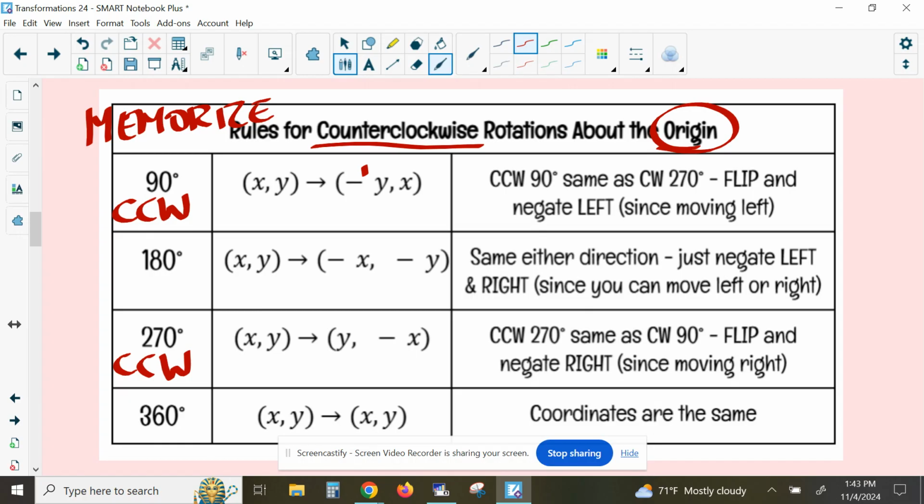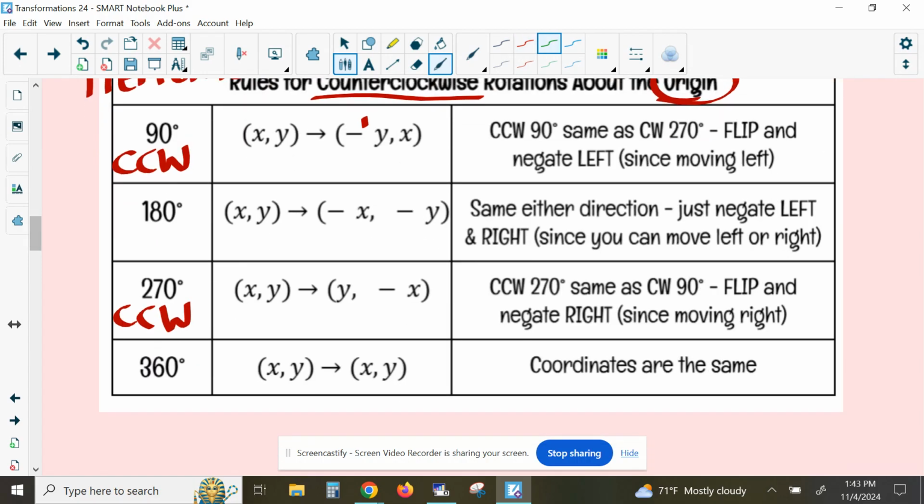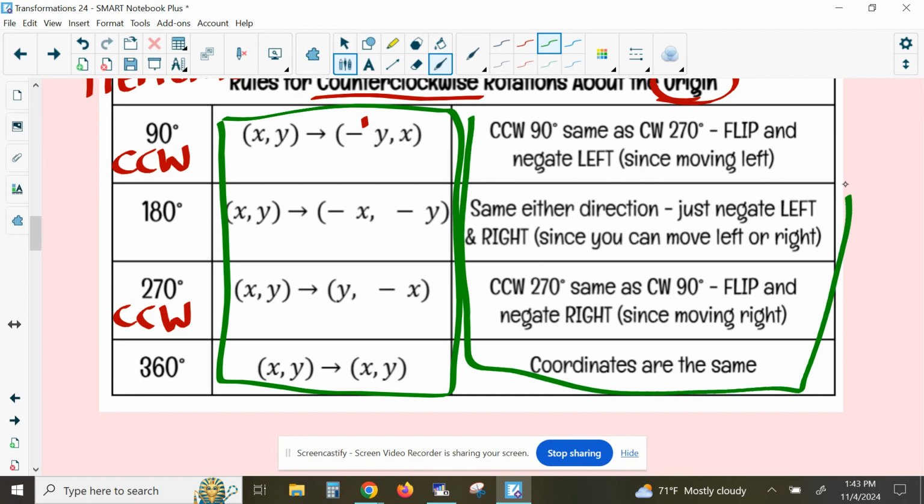Okay, so when you memorize, here's the deal. Some people are better at memorizing numbers and figures and letters, and some people are better at memorizing words. I'm better at memorizing words. So when you memorize this, you can choose to either memorize this or this. Okay? Your choice, because either one's going to give you the right answer, right?